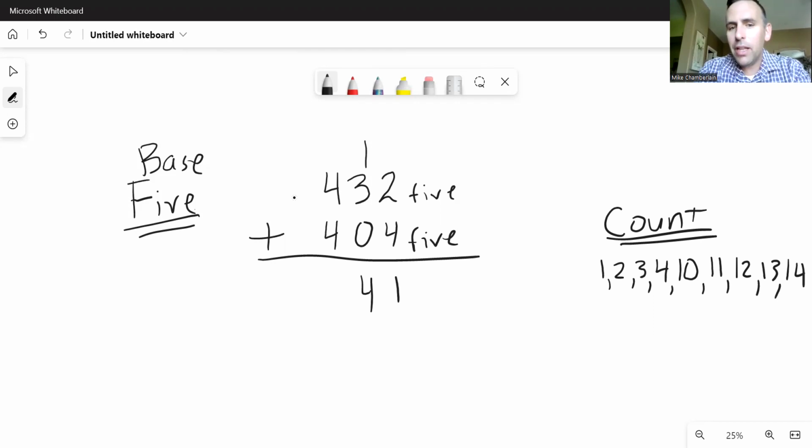No regrouping there. And lastly, 4 plus 4. Oh, I know it's tempting to write 8, but we'll get it wrong. There is no 8 in base 5. So if we don't know it, we might check the count off to the right, or we can think about it in our head.